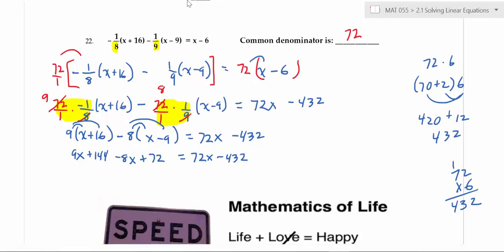Okay, put like terms together. 9 minus 8 is 1x. So that's going to give just x. 144 plus 72. That would be 6, 11, 216.